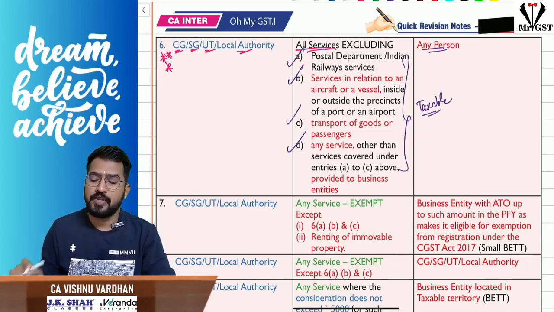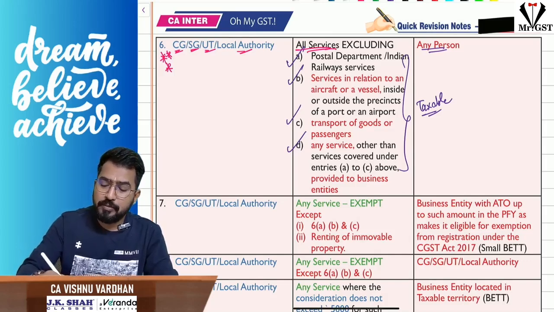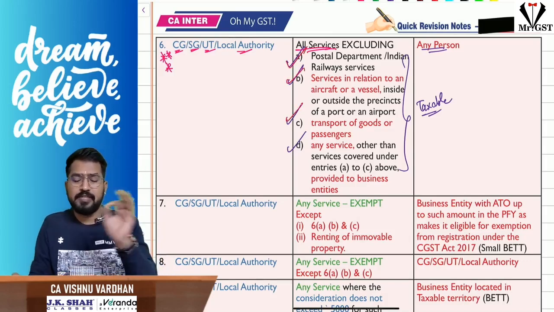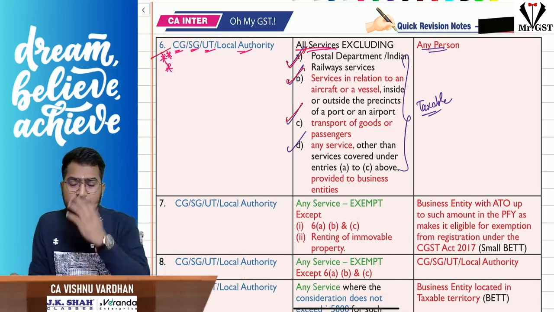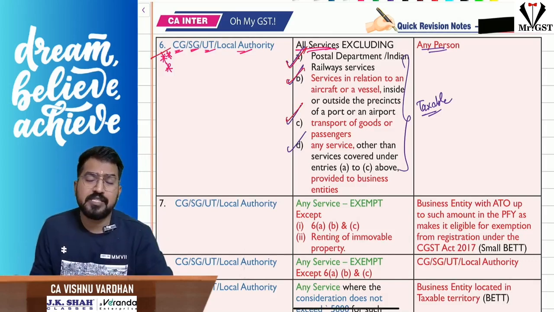Taxable. What are four? You should remember this A, B, C in order. A, B, C, 6 A, B, C. This entry you should remember, 6 A, B, C. So 6 A, B, C when we are seeing, sir, 6 A, B, C.